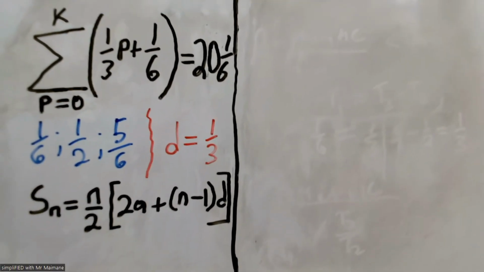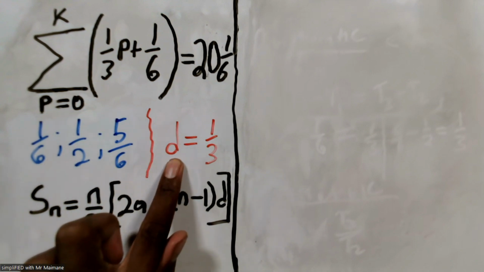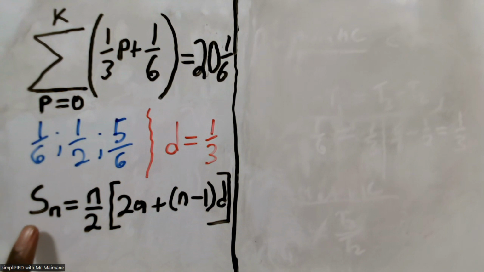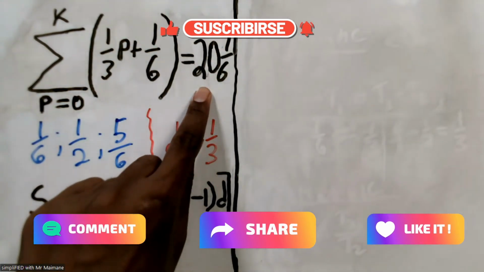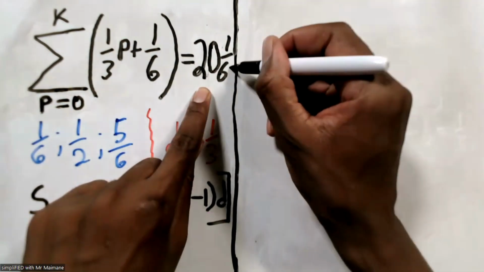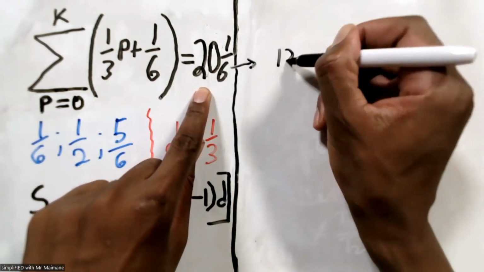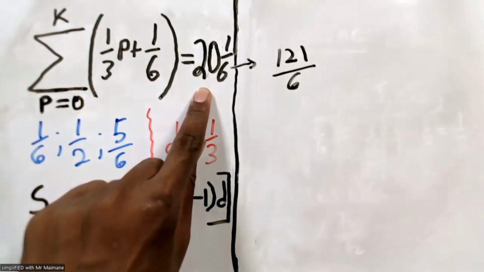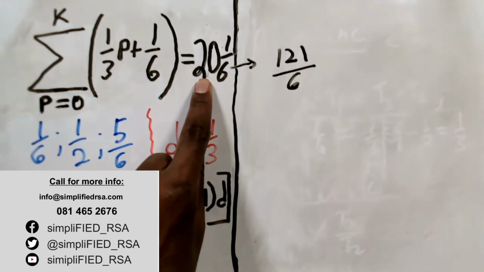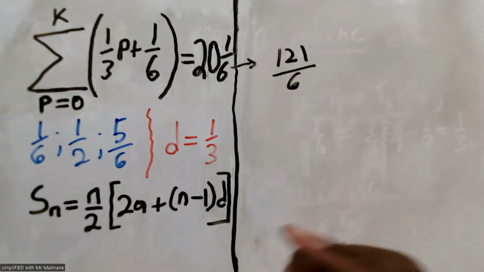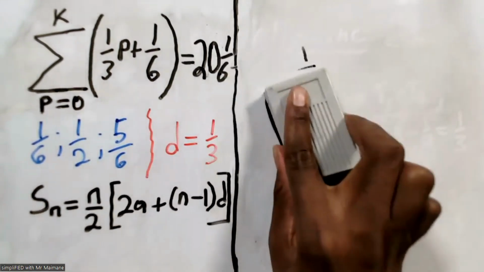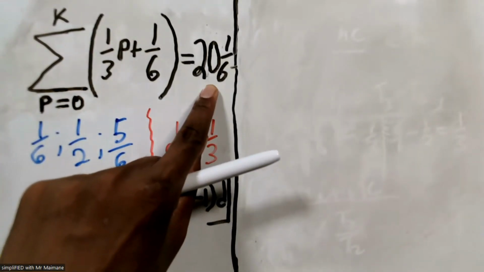So we know that the formula for the sum of an arithmetic sequence is given like this. We know the difference is 1 over 3, so we have the value for d. We know the sum given according to our expression is 20 1 over 6. Actually, I can write this as a normal fraction. If I write this as a normal fraction, this is going to be 121 over 6. To get this, we just say 6 times 20 and then plus 1. So it's going to be 121 over 6. So it's the same thing like that. I was just showing you how to simplify the mixed fraction.